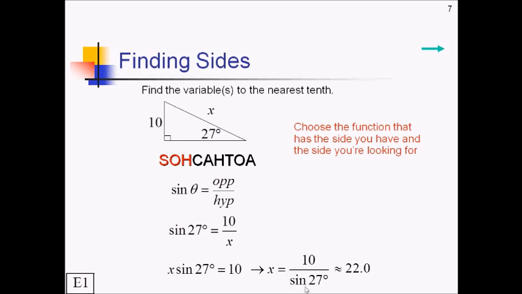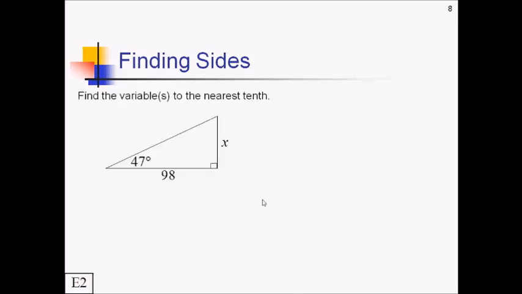Just switch them, and that ends up taking the place of multiplying and then dividing. Here's another right triangle for you to solve. Pause the video and see if you can find x.